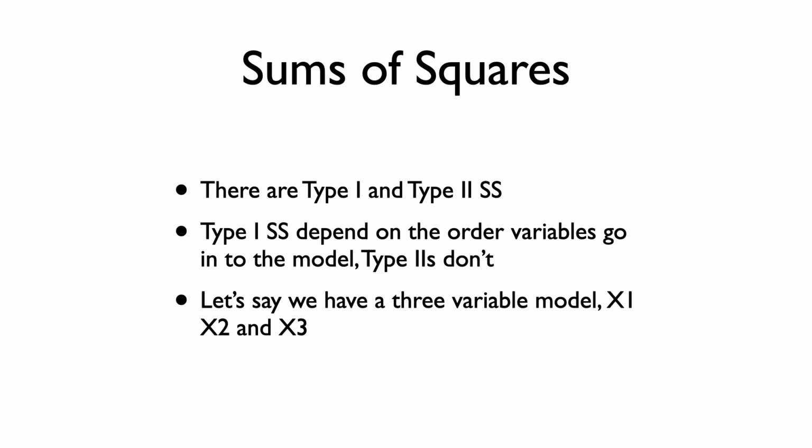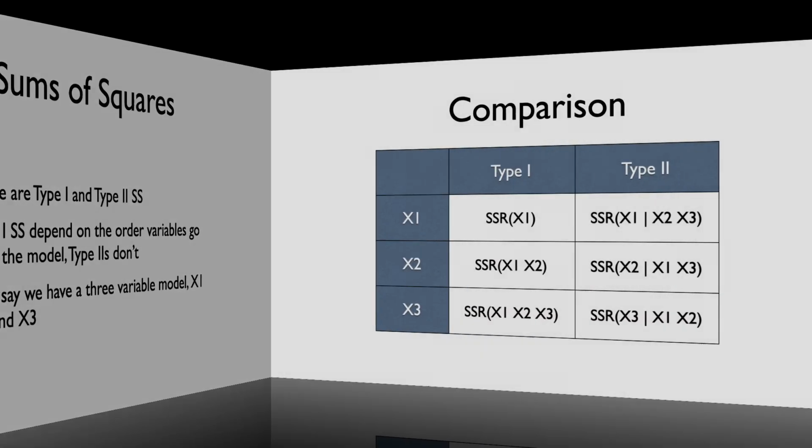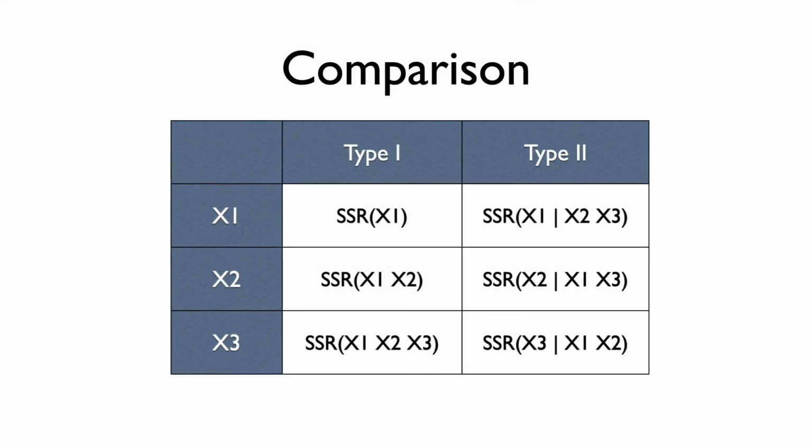3 predictors. So the type 1 sums of squares, the sum of squares regression for x1 is just x1. For x2, it's actually both x1 and x2 in the model. Type 1 for x3 is x1, x2, x3 in the model. That assumes we did the analysis in that order. I know it's kind of odd to think of, but that's all it's doing.